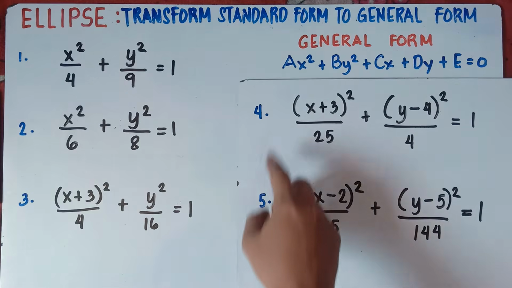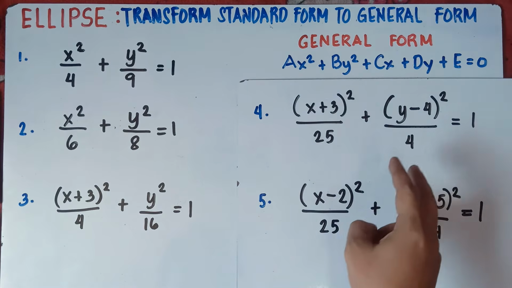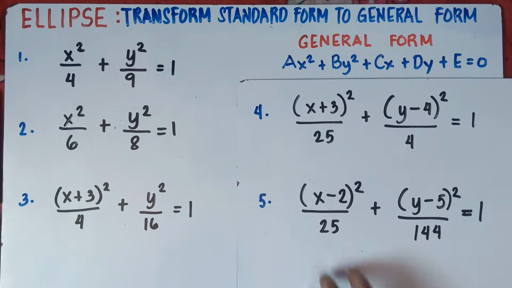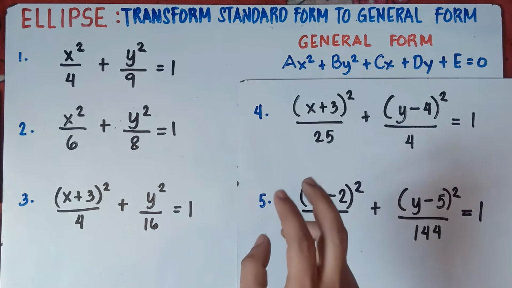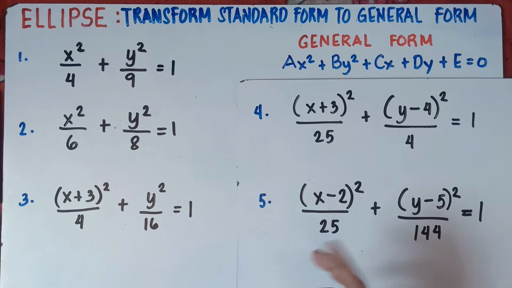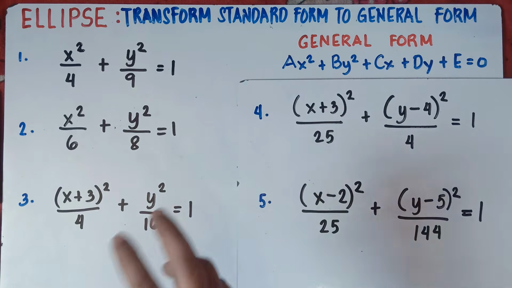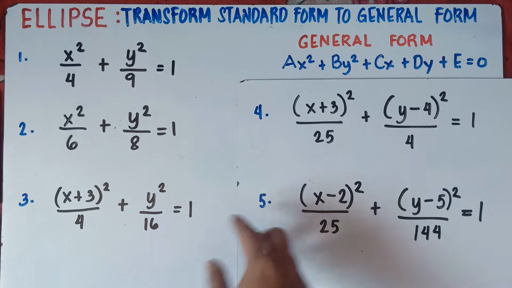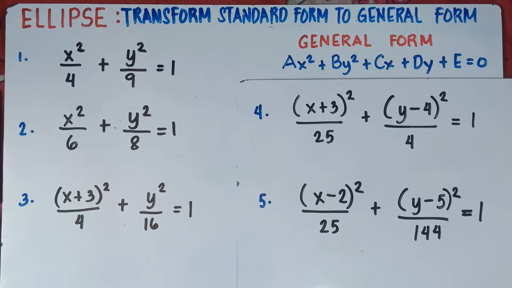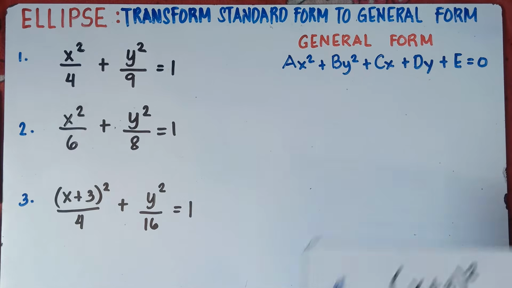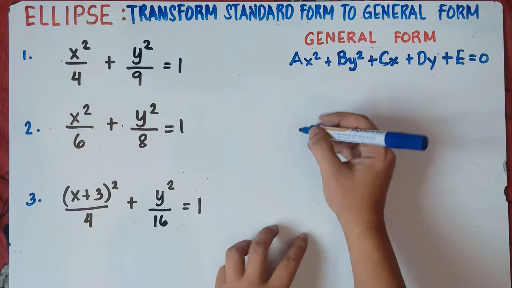Now for numbers 4 and 5, we have the values of both h and k. This will be quite complicated because we need to do the square of a binomial. We will focus first on numbers 1, 2, and 3, and I will put the link in the description down below for numbers 4 and 5. We will answer this step by step for you to really understand how to solve this.